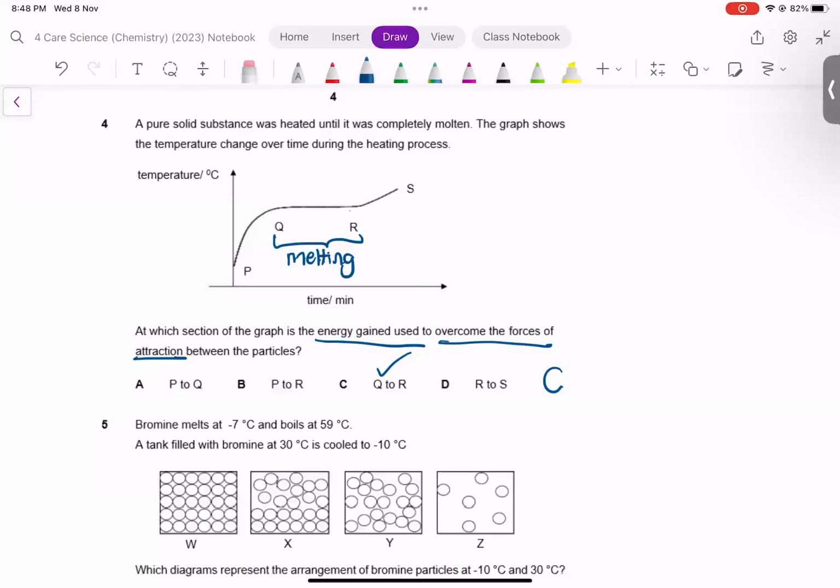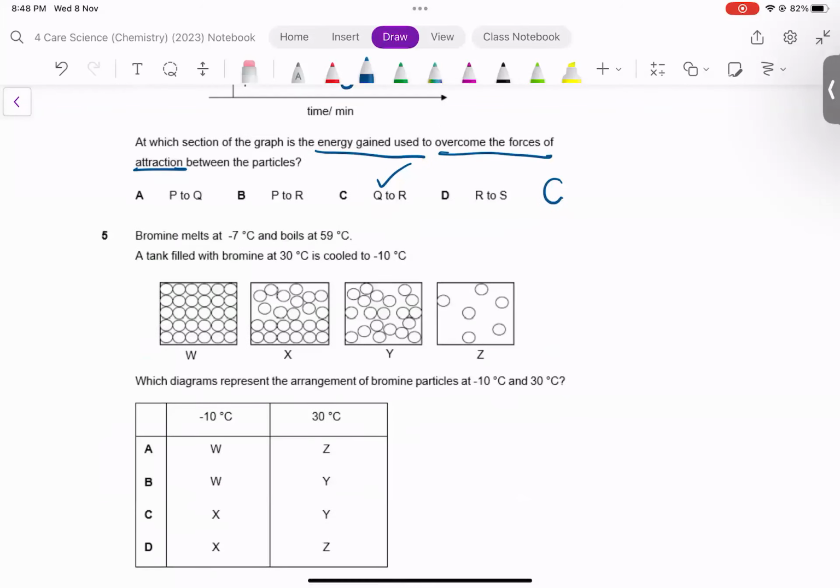All right. Now we move to question 5. Now question 5 again is about KPT. Bromine melts at -7, boils at 59. Please use a number line to represent the melting and the boiling point. It's crucial that you do this. Do not assume your math is good. You can do mental arithmetic. Nope. You need to draw the number line out, and then after which you label solid, liquid, gas.